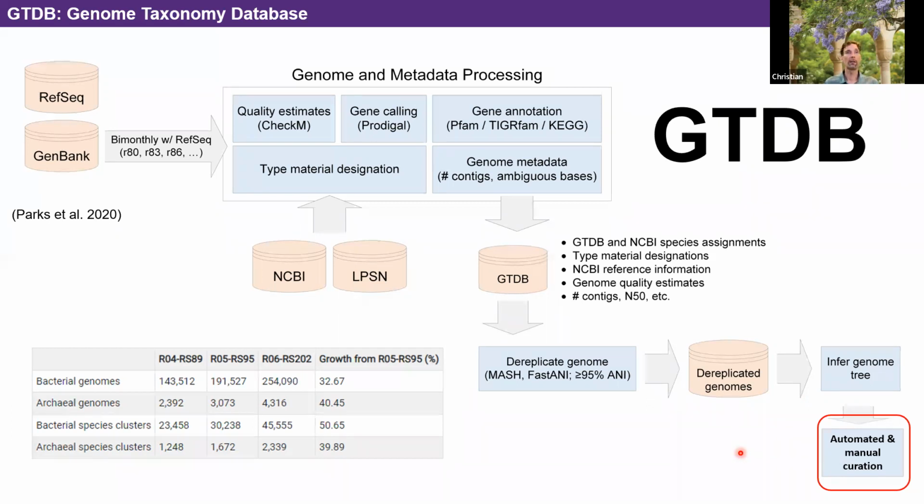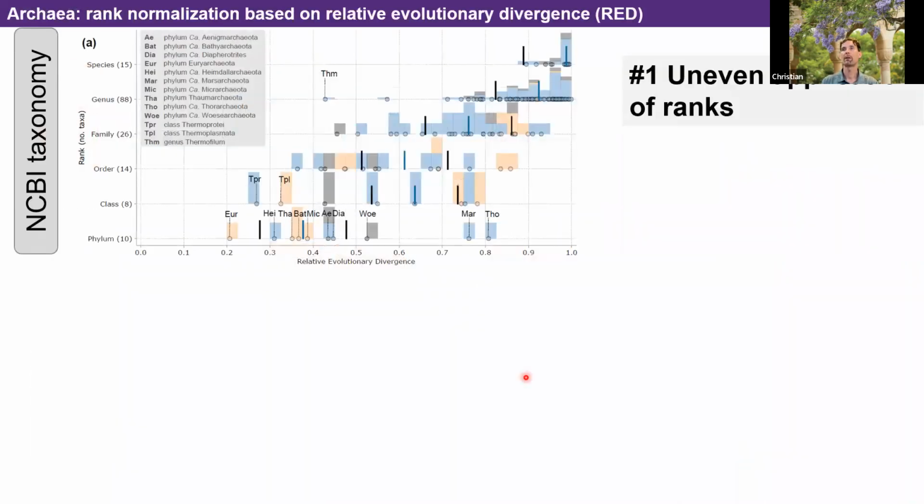Okay, what does it look like? For this, I want to go back to our example of archaea. So we inferred the tree, we decorated the tree with the NCBI taxonomy, and then we calculated the RED values. And what you get is something like this. You can see we have the relative evolutionary divergence, the RED values here, and then here we have the different ranks defined by NCBI. And what you would expect is that we have distinct RED values for a phylum compared to a class, compared to an order, but it is pretty much all over the shop, and they're overlapping quite a bit.